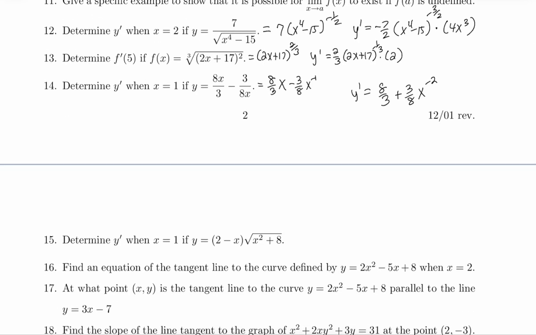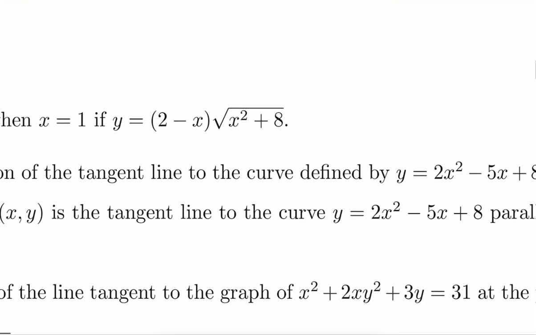Let's do one that is a product chain rule. Let's do 15. Again, they wanted us to find it when x is 1. Let's rewrite this as (2 minus x) times (x squared plus 8) to the 1/2. We're going to put a noticeable dot between them because we want to remember that that is a product rule. The product rule: first times the derivative of the second plus the second times the derivative of the first.